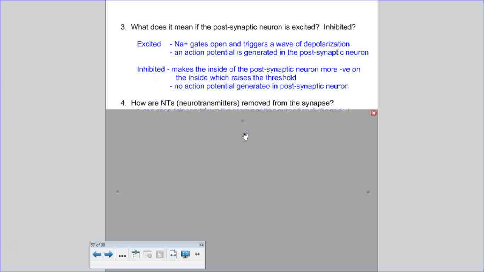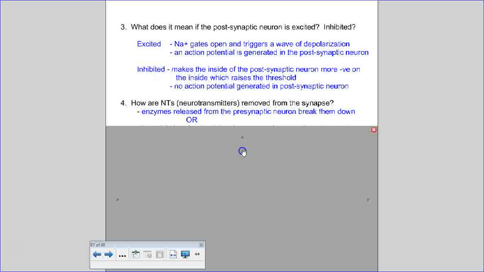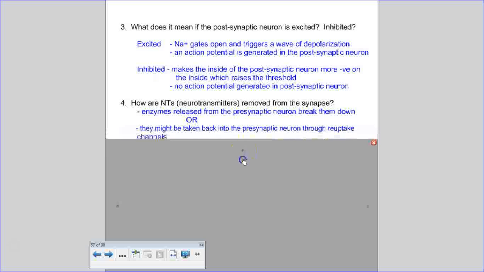Question 4 asked how the neurotransmitters are removed from the synapse. Okay, so there were a couple ways. Either enzymes are released from the presynaptic neuron, or as we saw in the animation, they could be on the postsynaptic neuron. They could be bound to either of the membranes, but in any case, enzymes could break down the neurotransmitter, or they might be taken back in through reuptake channels.